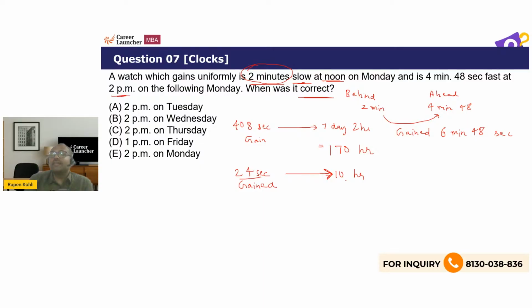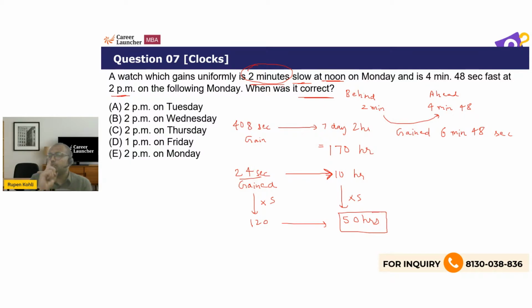24 seconds gained in 10 hours, very simple. 24 into 5 is 120. So 120 seconds would be gained in 10 into 5, 50 hours. So 50 hours जो है वो कब हो जाएगा?